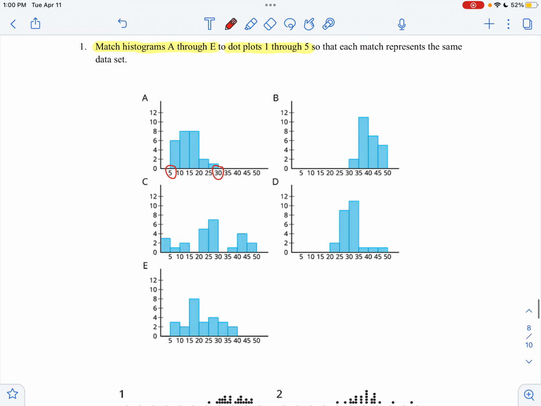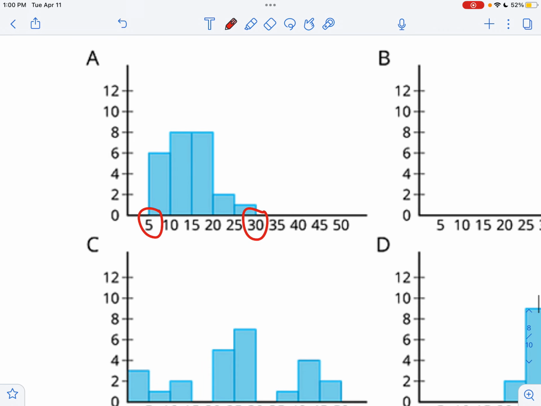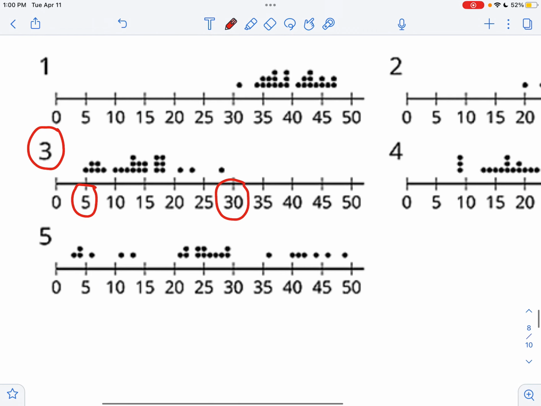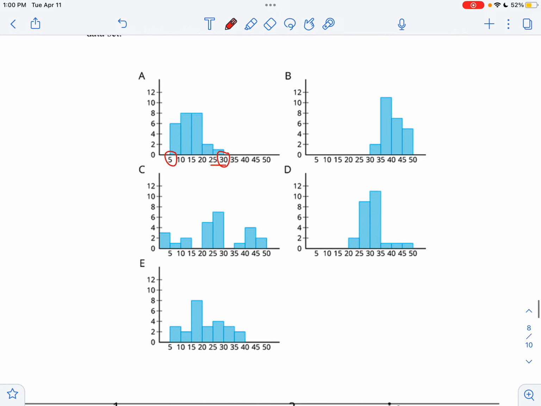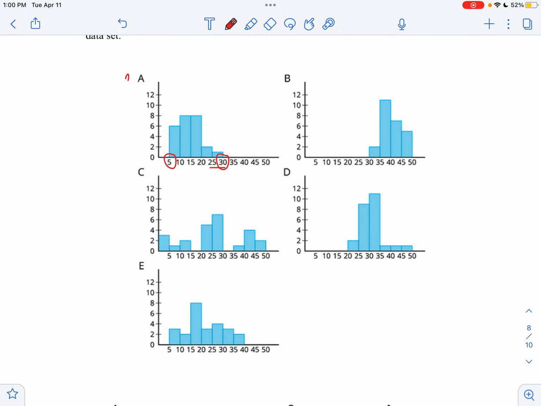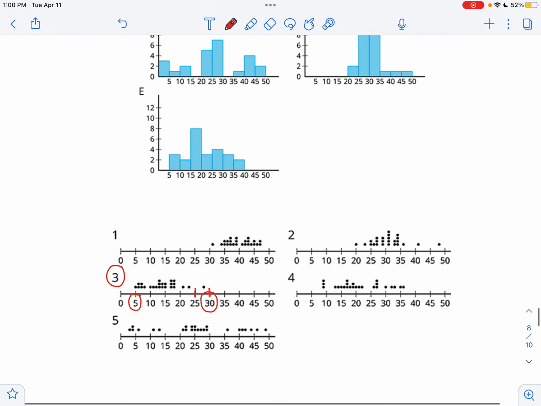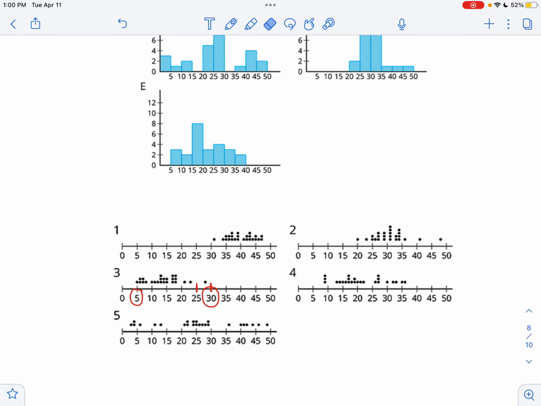To be more specific, in histogram A, I can see that the highest range is from 25 to 30. And in dot plot 3, I can see that the highest range is also 25 to 30, because that's the greatest range that includes a plotted point. That means that histogram A matches dot plot 3. And this is generally the process you'll want to use to determine the matches. Then I'd make sure to check them off as I go.